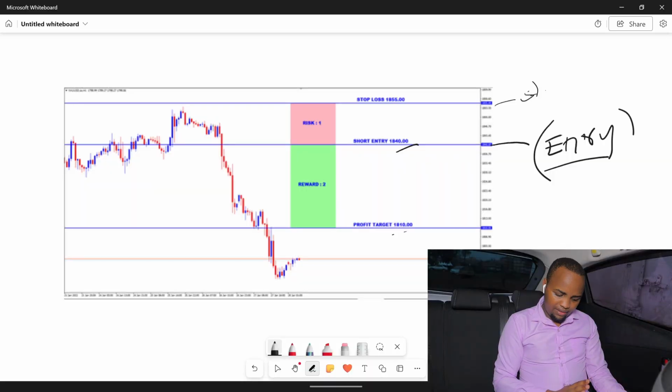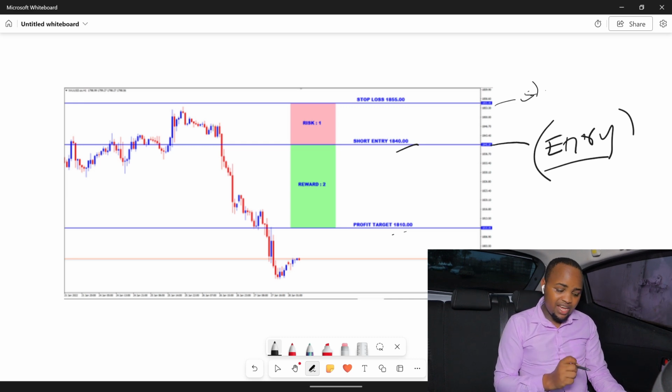Now look at this. After identifying the entry point, which is very important, the next thing you have to identify is not the TP. You're not going to be looking at how much you can make in the market, which is the biggest mistake made by beginners. They look at what they can make in this market, what's in it for me. But no, this is not what we are going to do.